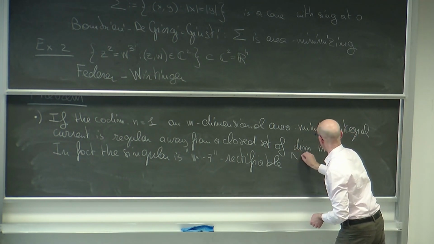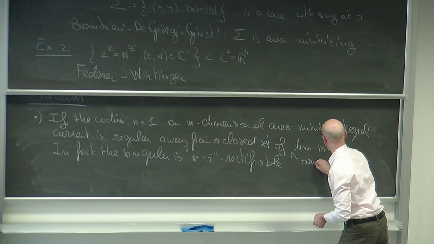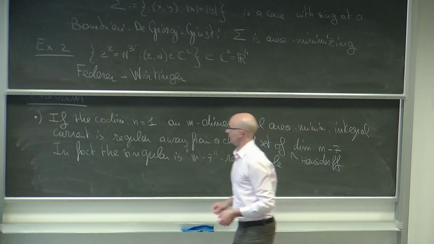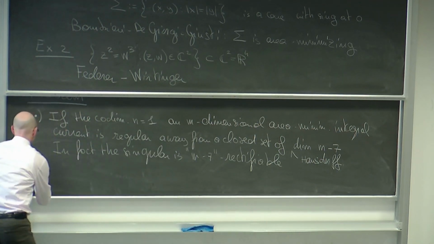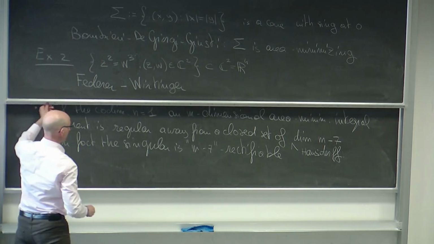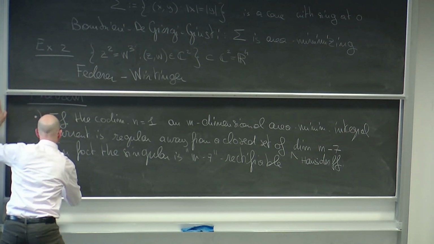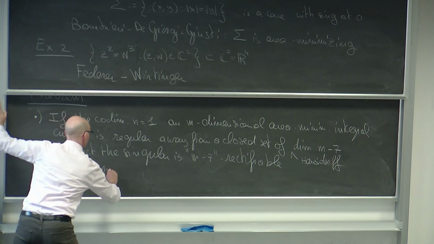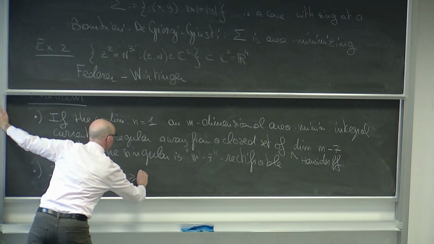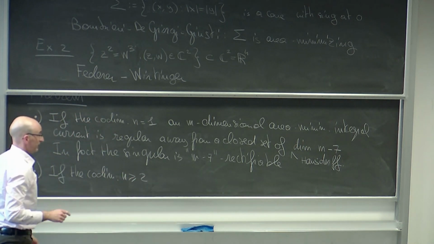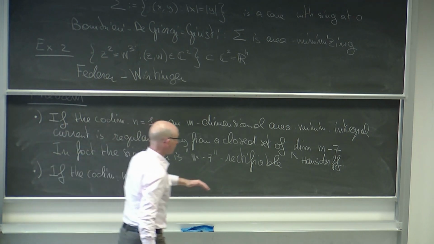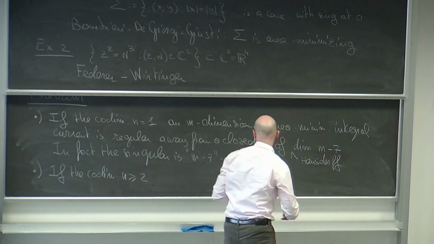So here when I'm talking about dimension, I'm talking really about Hausdorff dimension. And the other portion of the theorem, which is actually what I'm going to focus on, is that if the codimension n is bigger or equal than 2, then of course even surfaces can have singularities, but the same is true if I substitute m minus 7 with m minus 2.